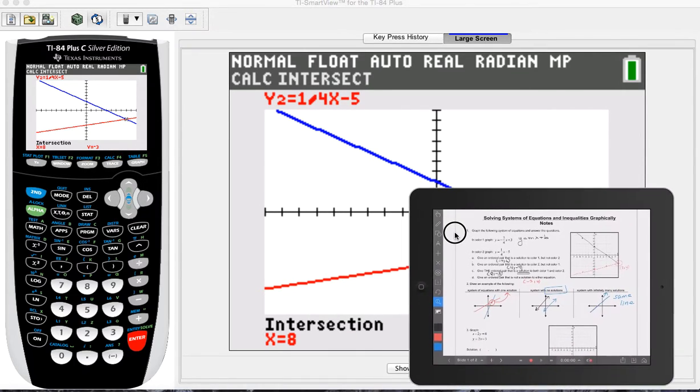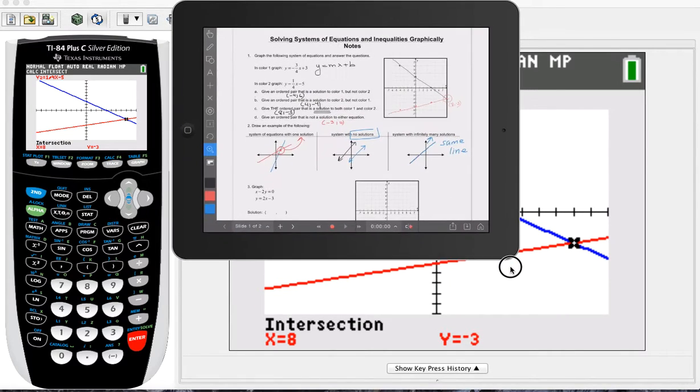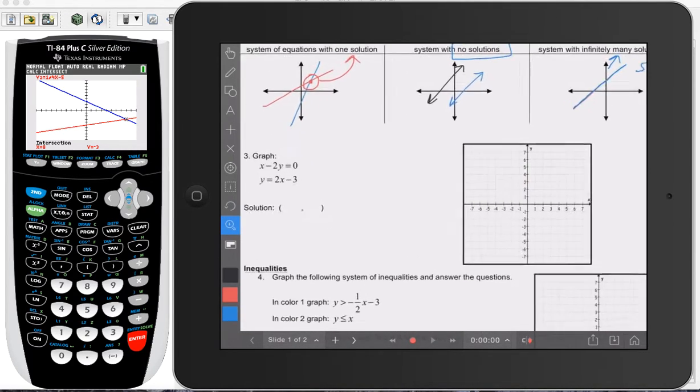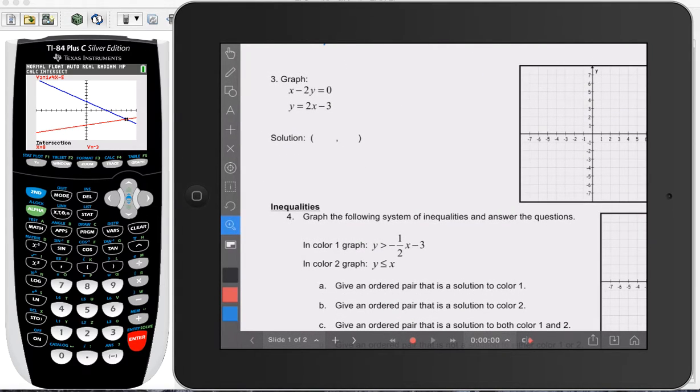Now let's move back to our worksheet, and let's move on to number 3. In number 3, they're asking you also to solve graphically. Now if you look at the top one, you can tell that it's not in the slope-intercept form, so you need to isolate your y. So let me copy that equation.